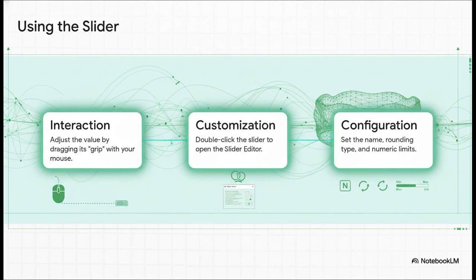And using it couldn't be easier. You literally just grab that little grip with your mouse and drag it. But don't let that simplicity fool you. There is a ton of power under the hood. If you double-click it, this whole editor pops up. And in there, you can change everything. You can give it a name, you can decide if you want whole numbers or decimals, and this is super important, you set its limits.